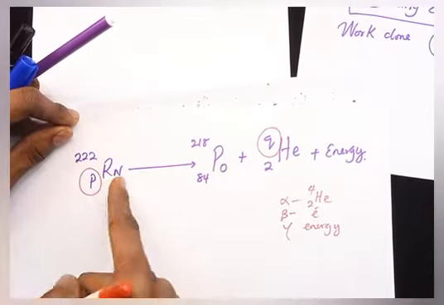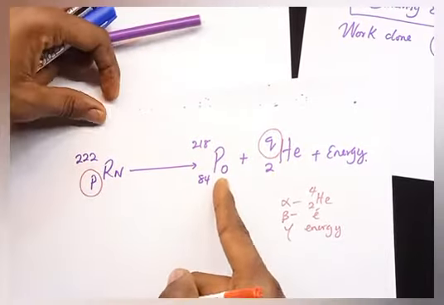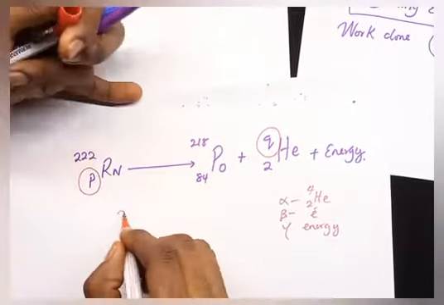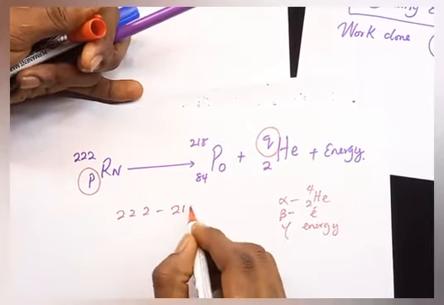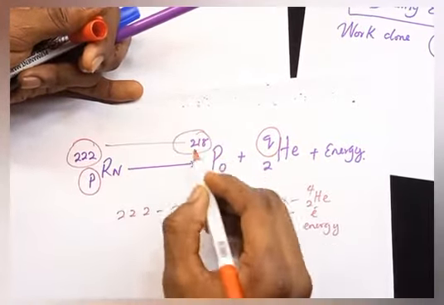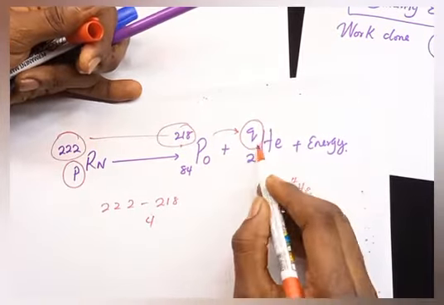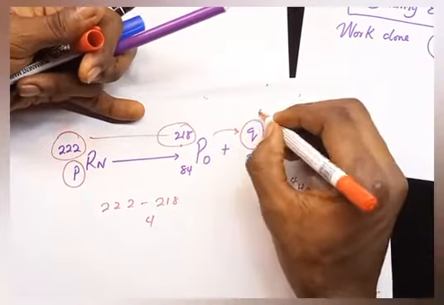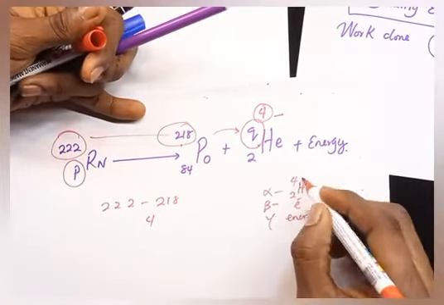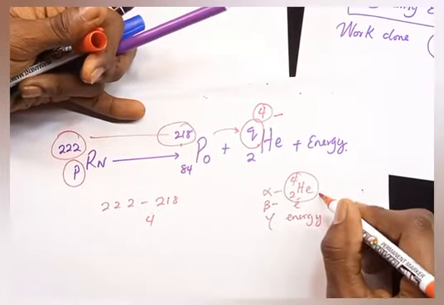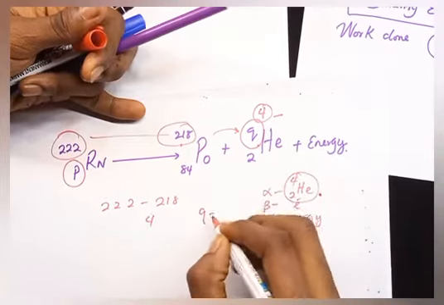Let us see if we can find the difference. This atom radon disintegrates into polonium. If we see 222 minus 218, what's that difference? 4. And so we know that Q, the helium here, is equal to 4, in keeping with alpha particles of radioactivity. So we know that Q is equal to 4.